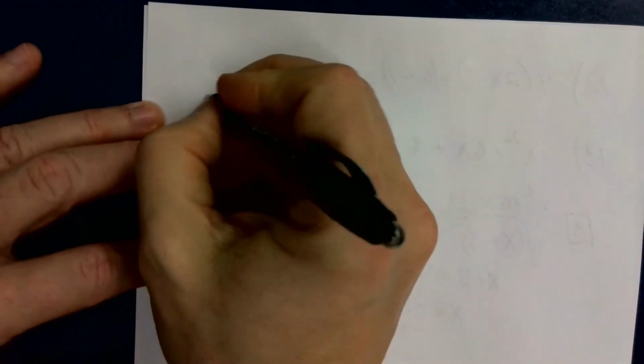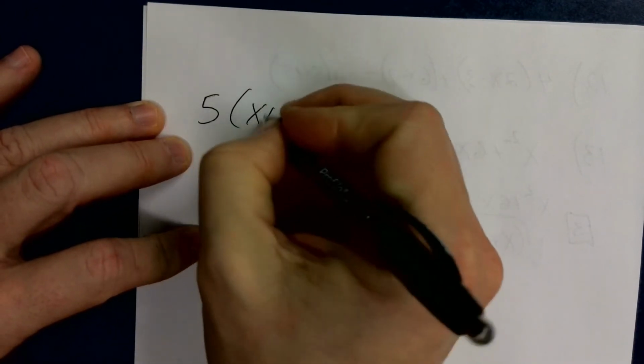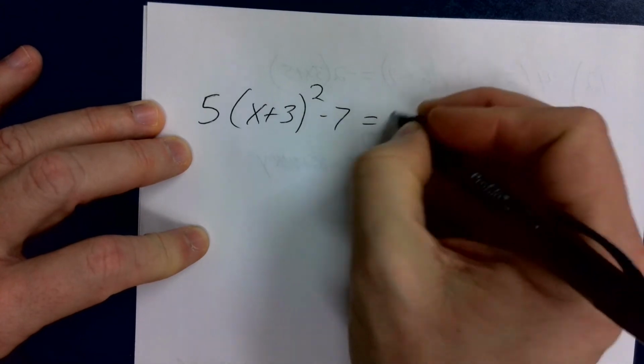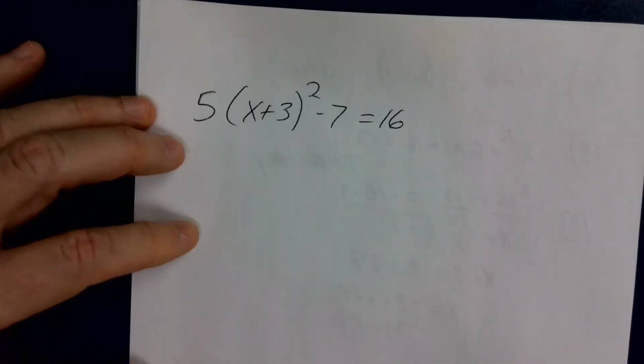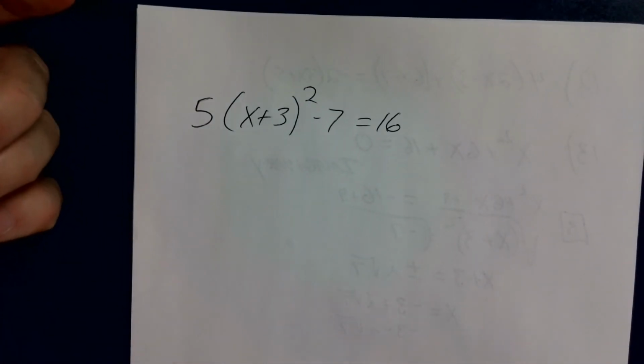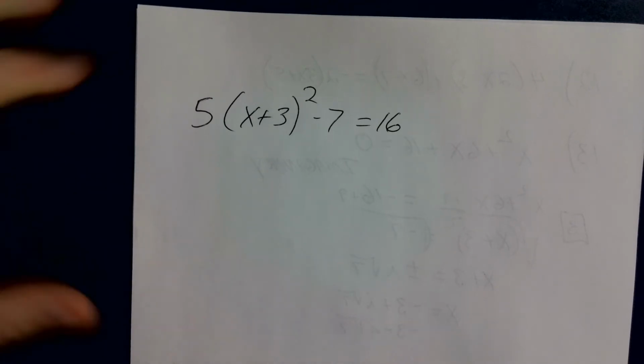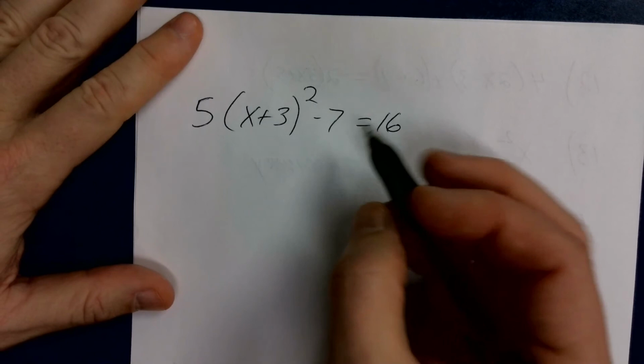You have to be able to do this stuff. So like say I have 5 times (x + 3) quantity squared minus 7 equals 16. And solve that equation, preferably without a calculator. You can do it by hand. We'll see what we get here.